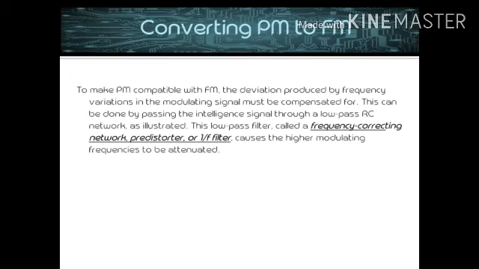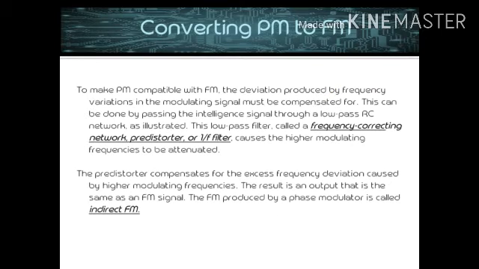Now, converting PM to FM. To make PM compatible with FM, the deviation produced by frequency variation in the modulating signal must be compensated for. This can be done by passing the intelligence signal through a low-pass RC network, as illustrated. This low-pass filter, called a frequency correcting network, predistorter, or 1 over f filter, causes the higher modulating frequencies to be attenuated. The predistorter compensates for the excess frequency deviation caused by higher modulating frequencies. The result is an output that is the same as an FM signal.